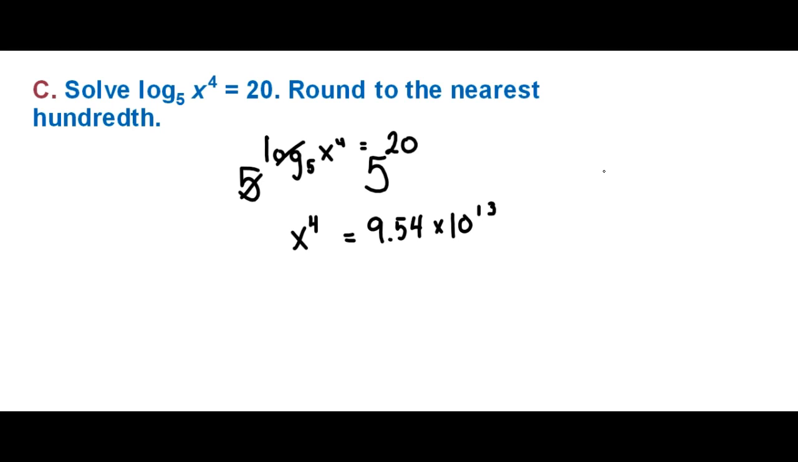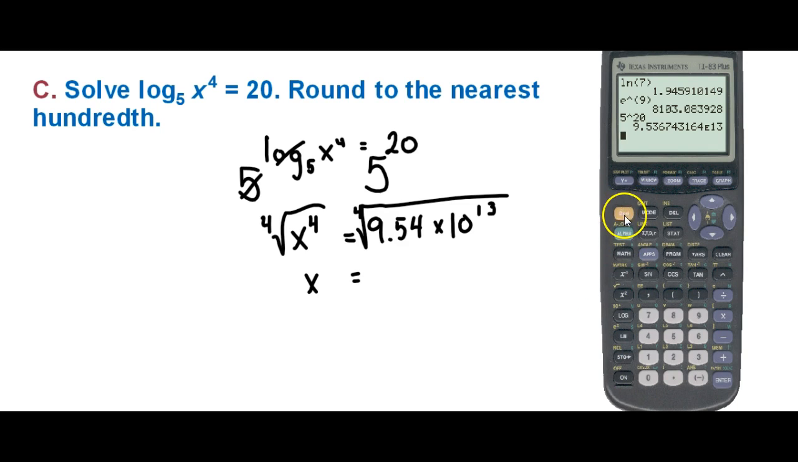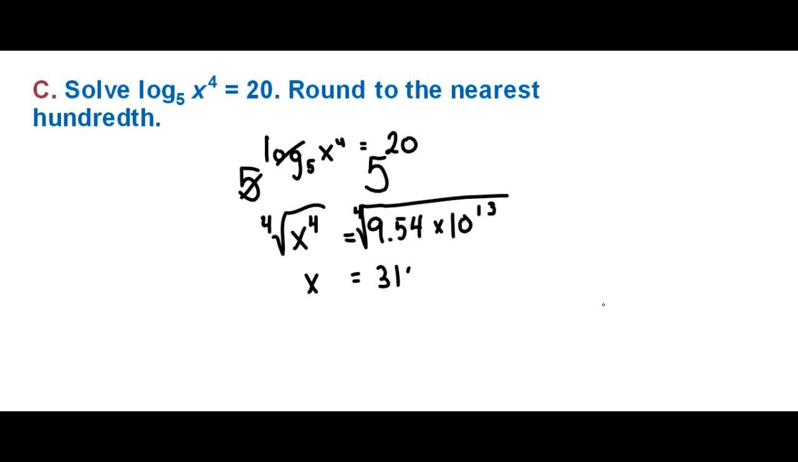And then we need to take the fourth root of that, so we get x by itself. And then the fourth root of 9.54 times 10 to the 13th. What I'm going to do is just take this to the 1/4 power, which is the same thing as taking the fourth root. I'm going to get 3125 for my answer.